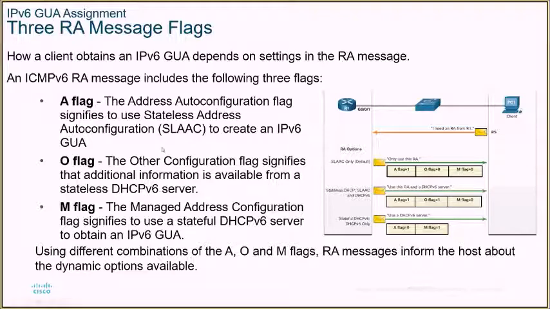The M flag means managed, and that basically says the router will not give you any information. That's up to a DHCP server, so send a DHCP request. Basically this steers the host which way to go for its address assignment.